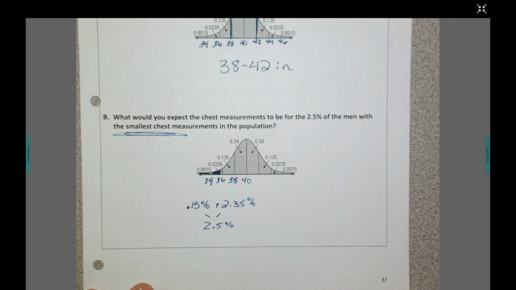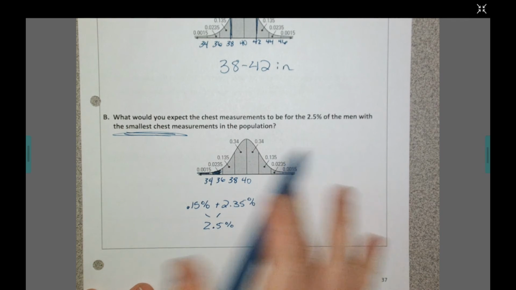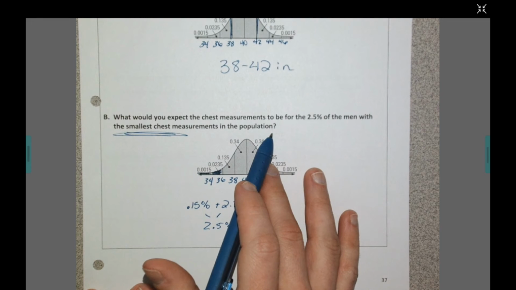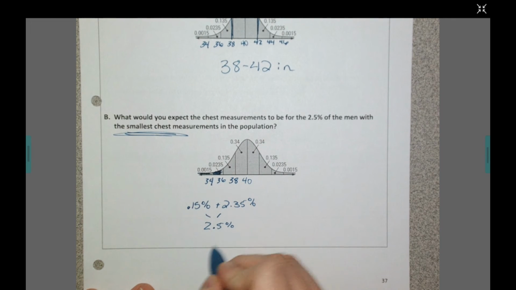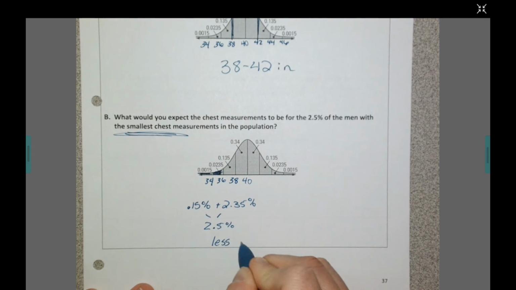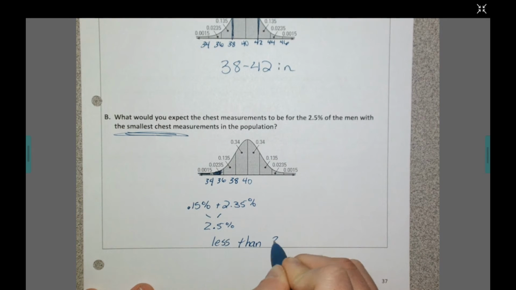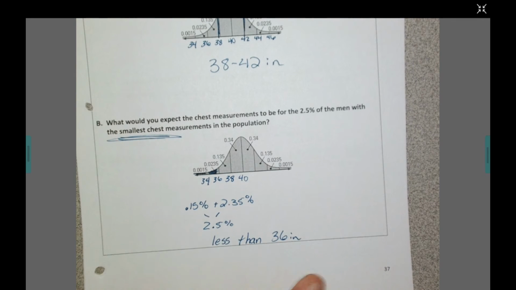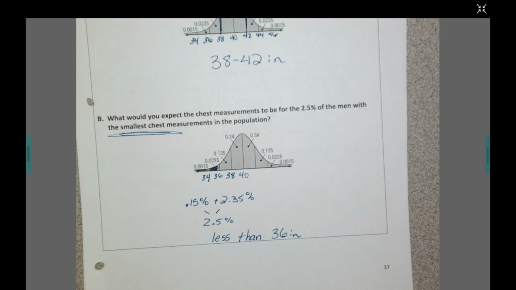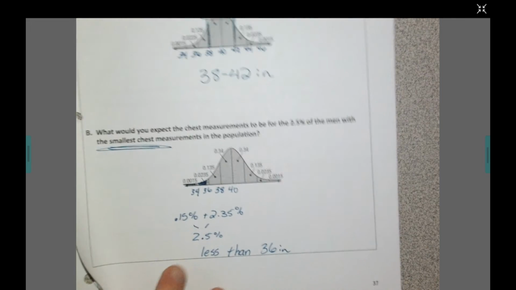And then they're asking, what is the range? Or what would you expect the measurements to be? So I'm looking for every measurement that is less than 36 inches. I'm looking for every region to the left of 36. So that would be less than 36. So you have that one to try, and then we've got one more for example 2.